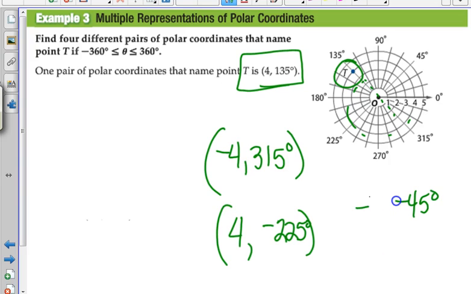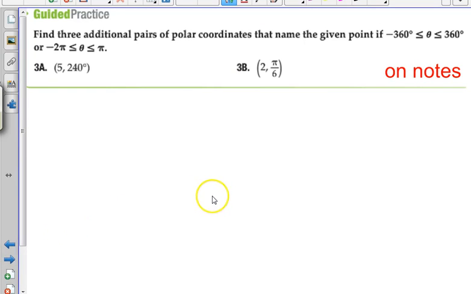Negative 45, negative 4, Michael says. Does that work? Negative 45 would be this 315 line, right? And out 4 backwards. You're adding and subtracting 180s, but I can't just tell you the rules off the top of my head. I just have to think about what makes sense for where we are on the graph. All right, so you have these. Okay, so 3 additional names.